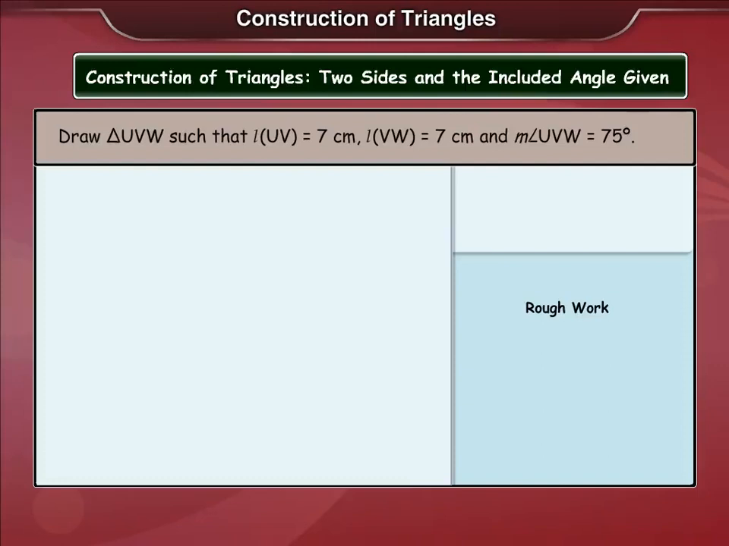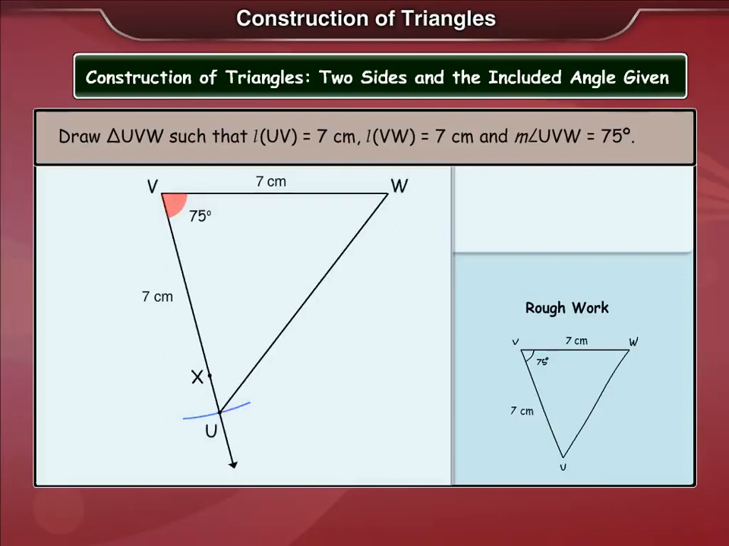Construction of triangles. 2 angles and included side are given. Now, let's see how to construct a triangle when 2 angles and the length of the included side are given. Draw triangle LMN such that the length of side MN is 6 centimeters. Angle LMN measures 35 degrees and angle MNL measures 60 degrees.